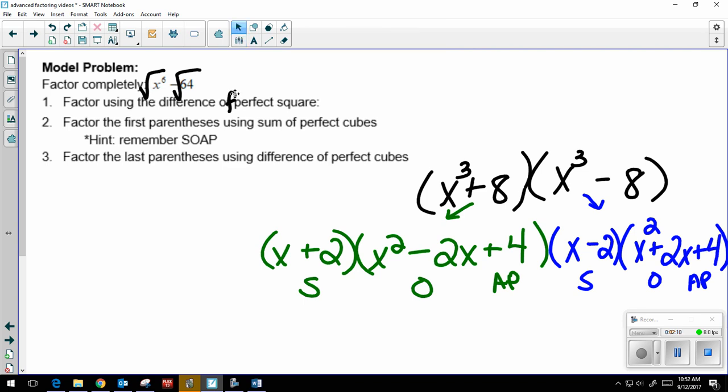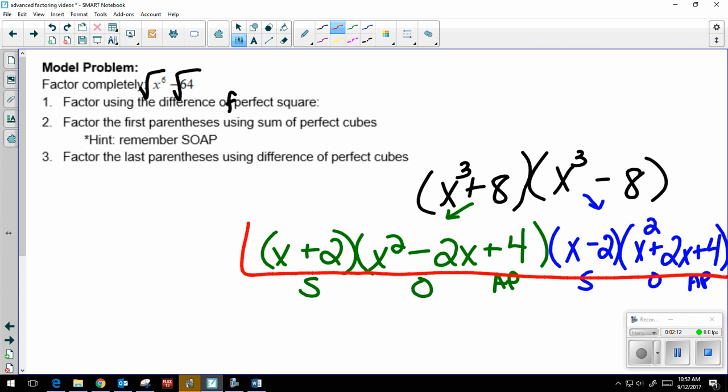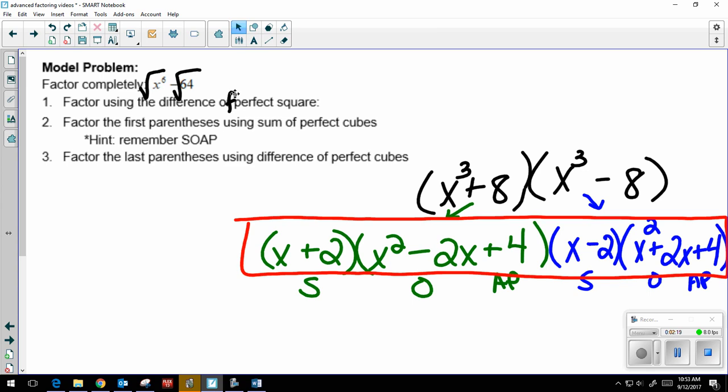So this whole thing is my final answer. A binomial times a trinomial times a binomial times a trinomial. So two types of factoring put together.